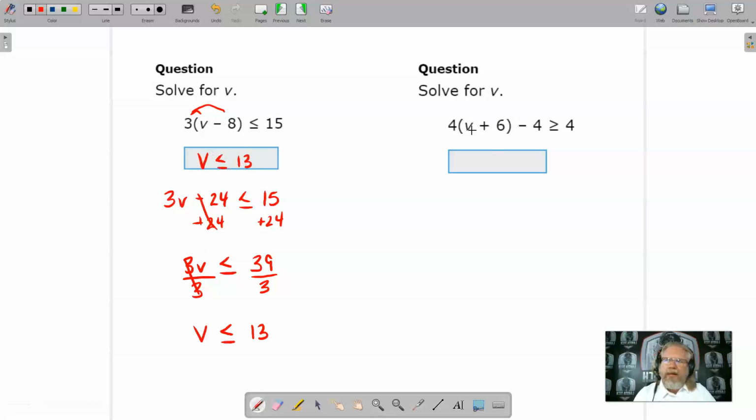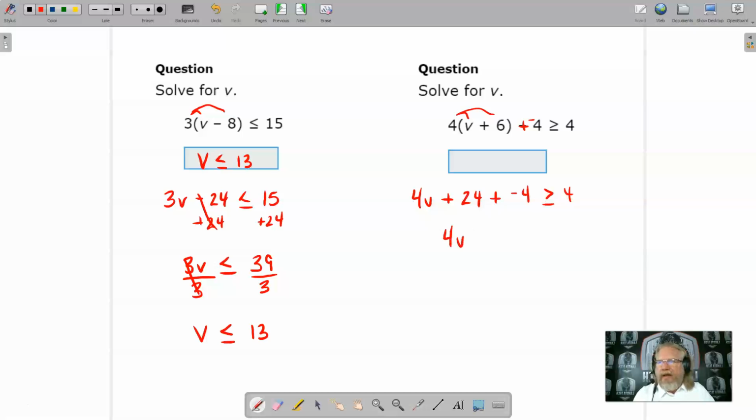Another distributive property, only this time we also have this negative 4 tacked on there. So let's deal with the distributive property first, and then we'll go from there. 4 times v is going to be 4v, and 4 times 6, that's positive times positive, so 4 times 6 is 24. And then let's bring down our minus 4, and I like to think of this as plus a negative 4. So I'm going to make that plus negative 4. I just prefer it that way. If you want to leave it as minus 4, you can do so. It probably would have been easier here anyhow.